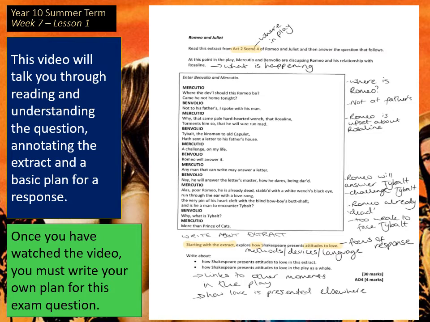Okay, so as I said, that important word is how. We need to think about the devices and the language used to present love in the extract first of all. If we're thinking about attitudes to love in this extract, we're really thinking about Mercutio, because he is the one that talks about Rosaline and how Romeo feels about Rosaline. So let's think about what he says first of all about Rosaline. He describes her as a pale, hard-hearted wench. So let's think about that adjective, hard-hearted.